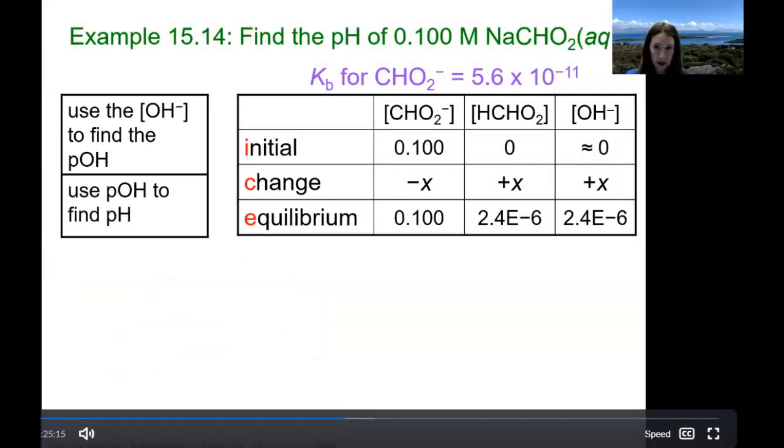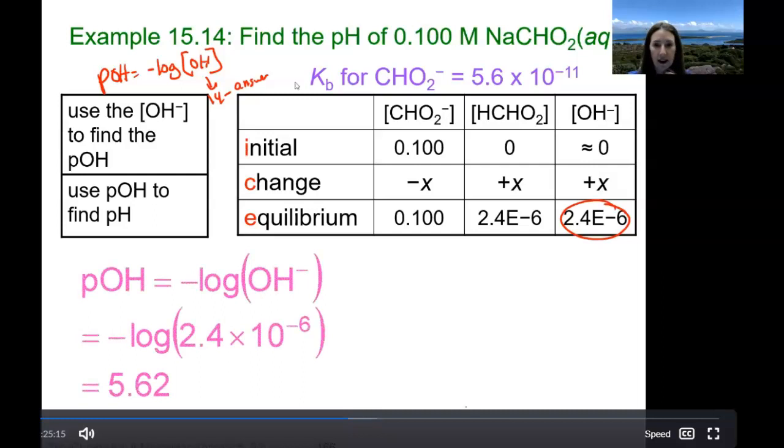So if we do pOH, remember pOH is just negative log of OH. And then whatever your answer is, you take 14 minus your answer. Almost everybody got that right on their quiz, so I have no doubts.